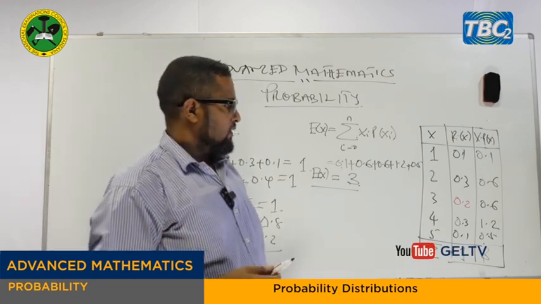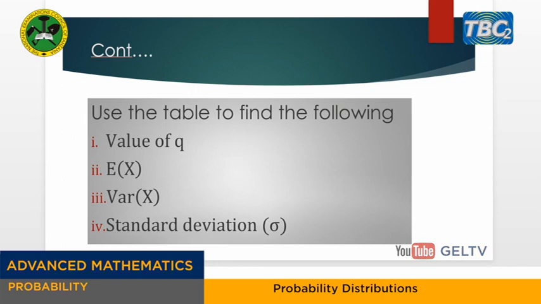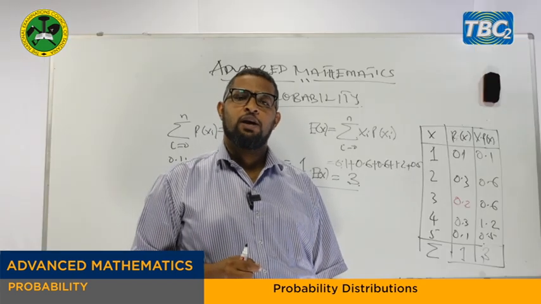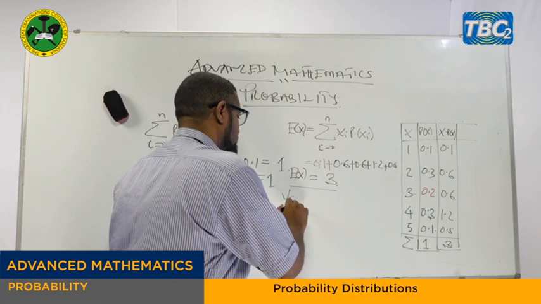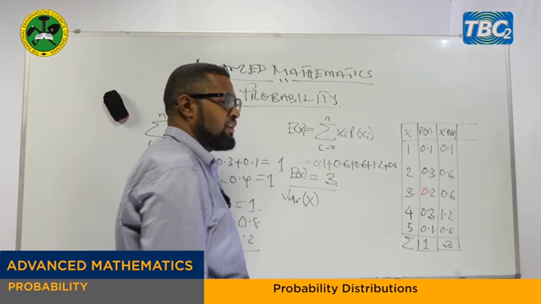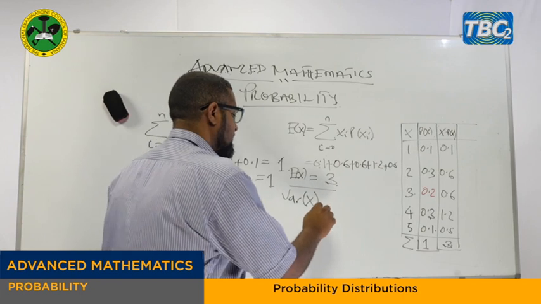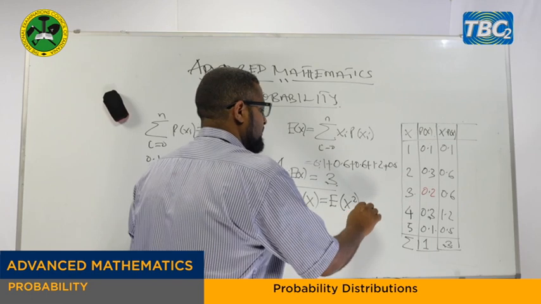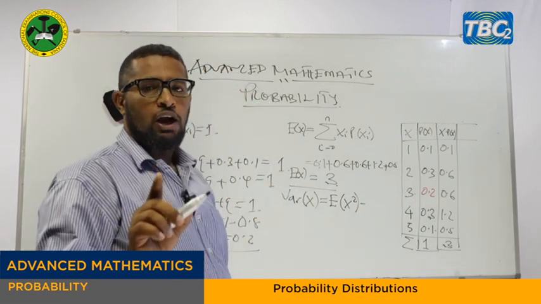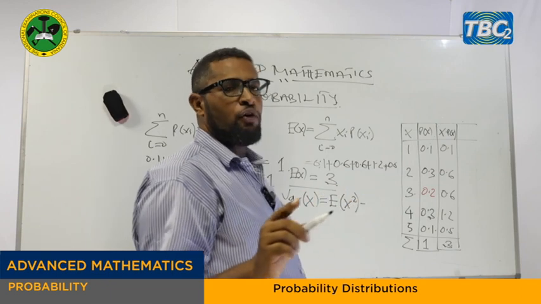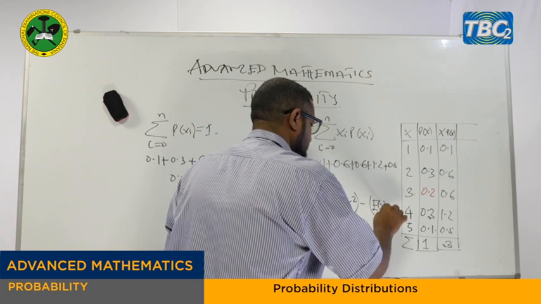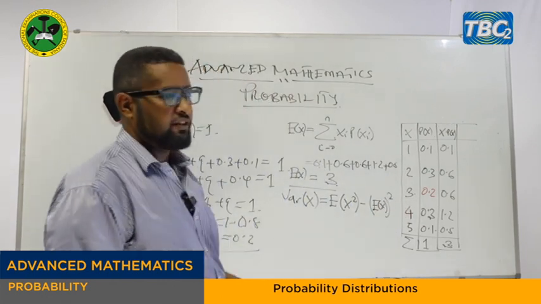Thereafter, we have a question on how to find the variance of variable x. Again, recall the formula of finding variance of variable x. So what you need is just recalling the formula for finding variance, which is given by the expectation of the variable x squared minus the square of the mean, or the square of the expected value of variable x. So this is the formula for finding variance.